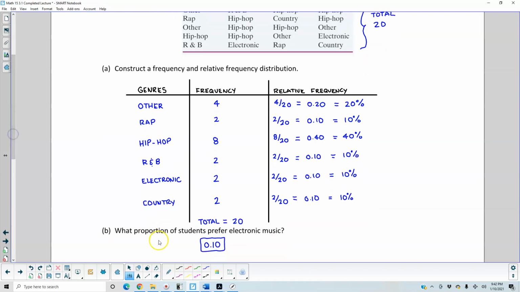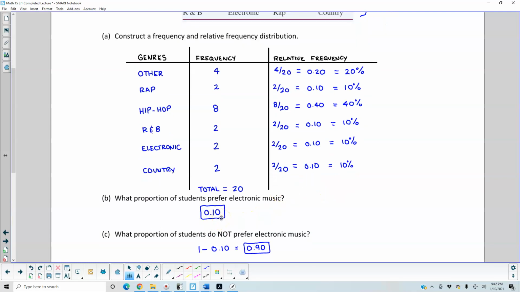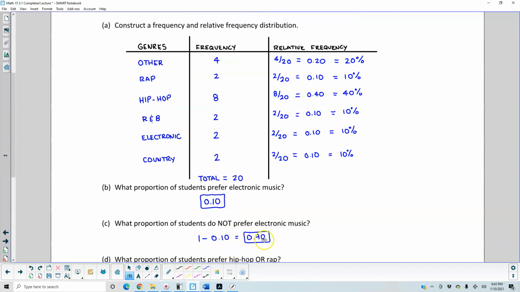So for part B, it says, what proportion of students prefer electronic music? Well, for electronic music, remember that relative frequency is the proportion. And the proportion here is 0.10. What proportion of students do not prefer electronic music? Well, in order to find that, we know that the total relative frequency is 1. So we're going to take 1 and subtract 0.10 that represents the electronic. So that tells us that 0.90 represents students who do not prefer electronic music.